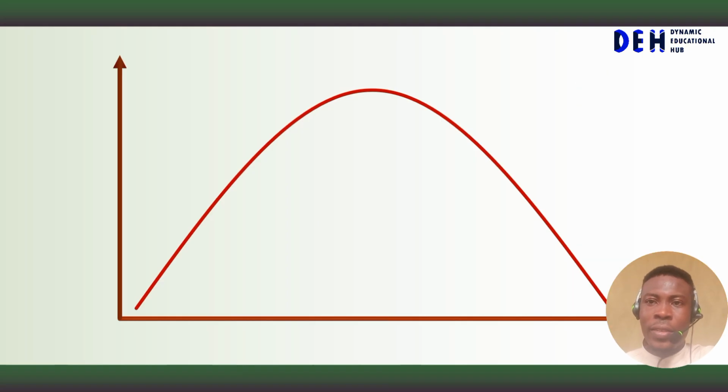Now let's find the time of flight, the time taken for this object to reach the maximum height, and the maximum vertical displacement of the projectile. It's very simple. Now let's say we project this object, and this object is following this path.